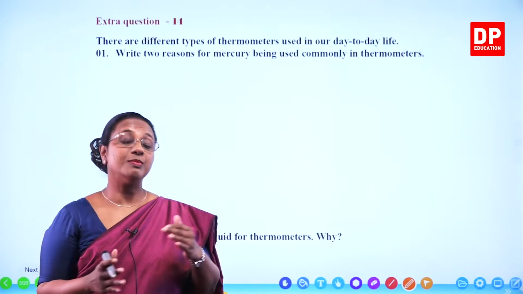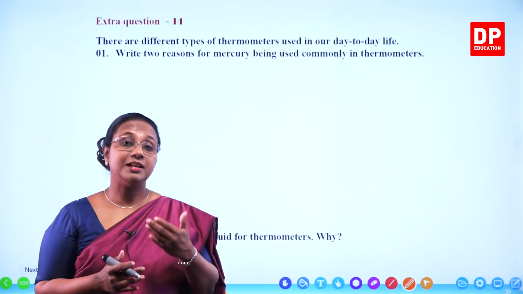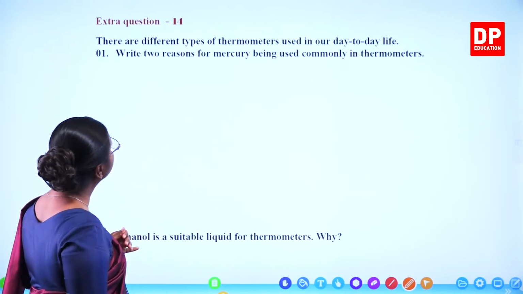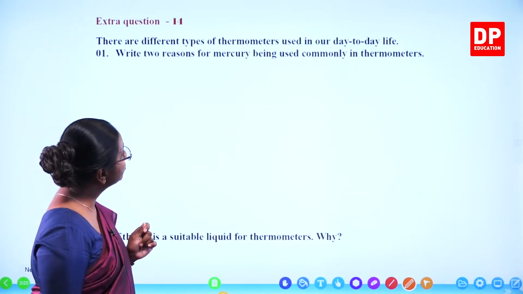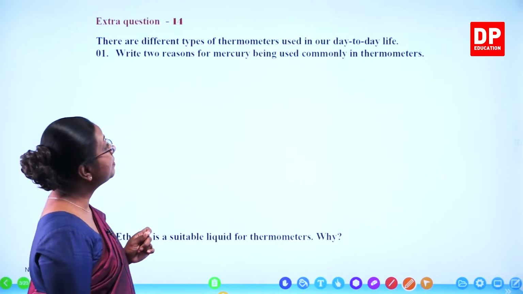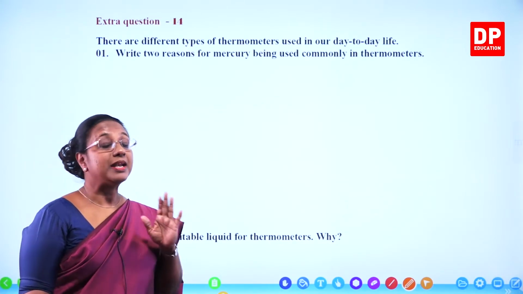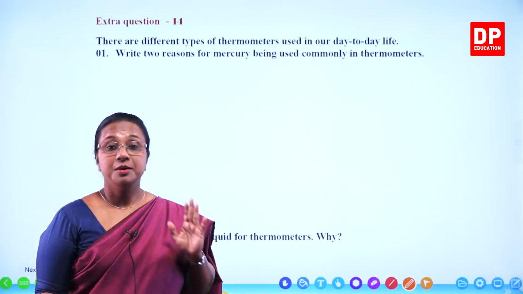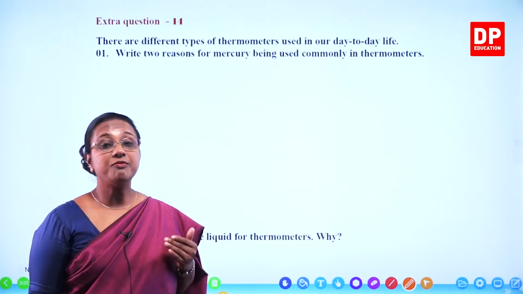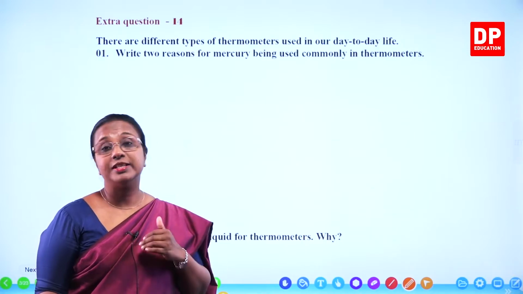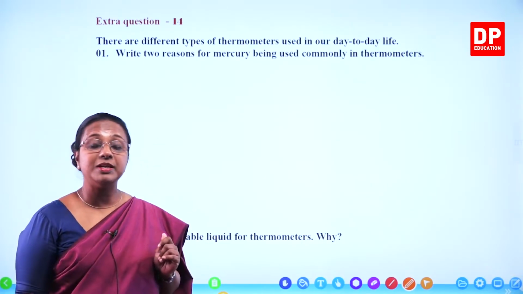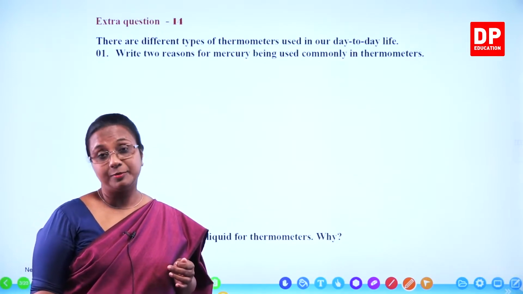Over that range, mercury is a liquid. It is a metal but in the liquid state. So because of all these, it's very useful to use mercury commonly in thermometers. But at the same time, students, you all know mercury is poisonous. Because of that, the use of mercury has decreased over the years. And in recent years, we either go for alcohol thermometers or the digital thermometers.